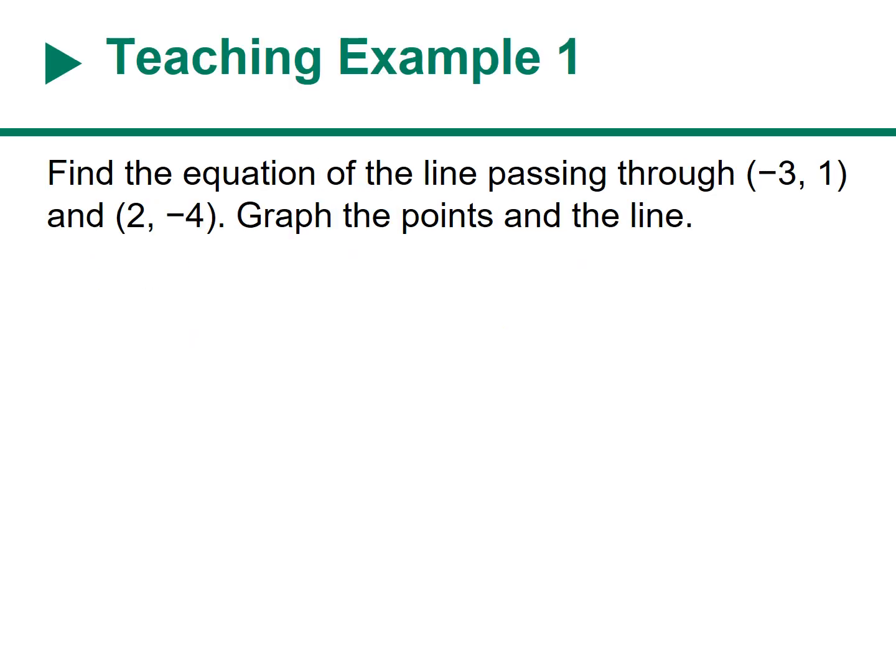Okay? So to start here, we have: find the equation of the line passing through (-3, 1) and (2, -4). Here you're given 2 points, and there are 2 ways of solving this. Remember that you have y equals mx plus b, and you have y minus y1 equals m times x minus x1. Those are your 2 forms of the equation of a line, right? Y'all remember that a little bit? Okay.